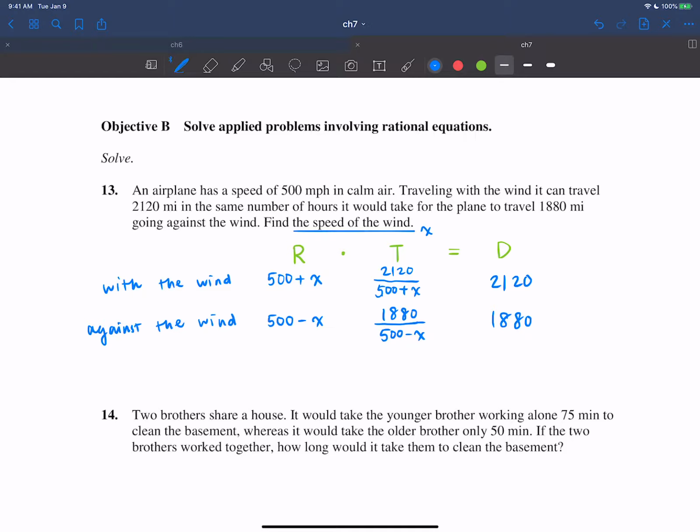And now is the time to create the equation. What would be the equation? Well, the problem did say that the time is the same for both situations, and that's our equation. So the time when the plane travels with the wind, this is the time, write it out, equals the time it takes if the airplane travels against the wind. This is the time.